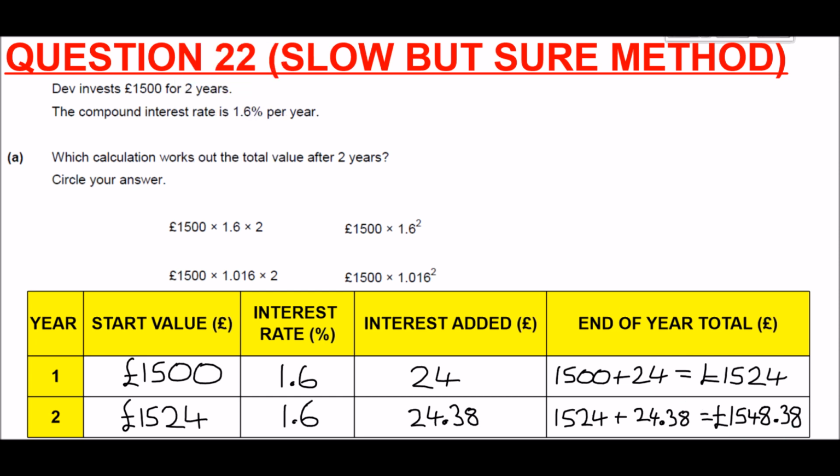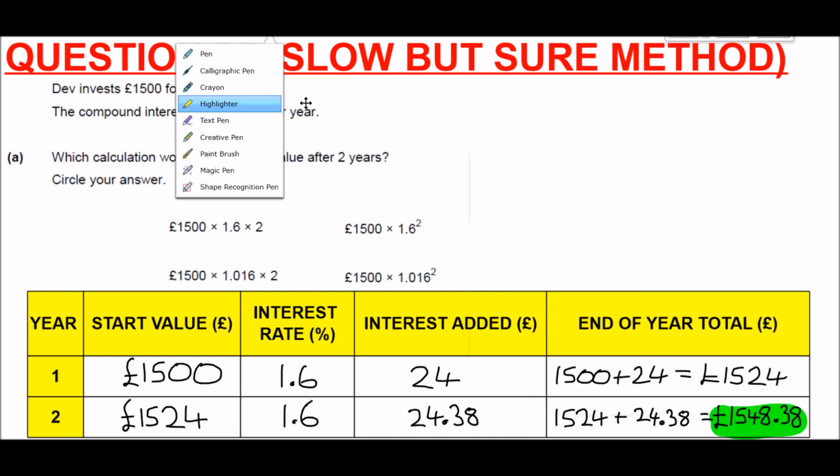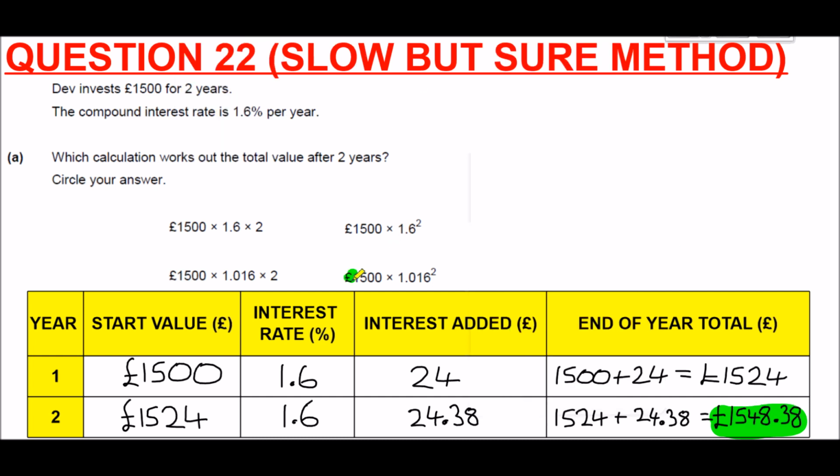So now we know that he gets this much money at the end of year 2, we can simply compare this value to the possible options we need to circle. So which one of these 4 possibilities will equal this? We can just try these ones on our calculator. But what you should find when you do that is that only one of them will match up to this one, and it ends up being this one here. 1,500 multiplied by 1.016 squared, or you could do to power 2, equals 1548.38, which is exactly the same as what we had here. And so this is the correct answer. This is the one we need to circle.